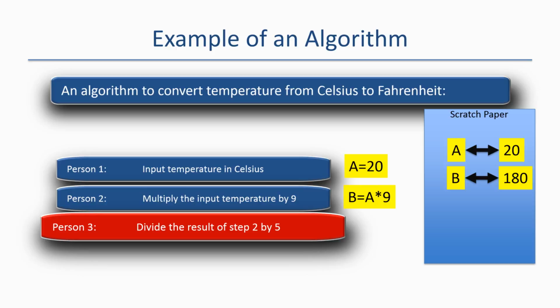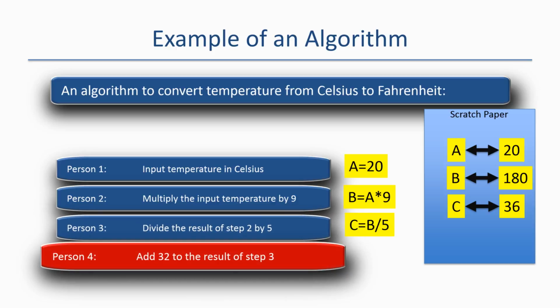Now person 3 needs to get the result of step 2 and divide it by 5. And this is how you would say it. This statement says to person 3 to go to the scratch paper, get the value which is associated with identifier B, divide it by 5, and then put the result into the scratch paper and associate it with another identifier, in this case C. By the same token, person 4 is supposed to get the result of step 3 and add 32 to it, and this is how we'll say it.